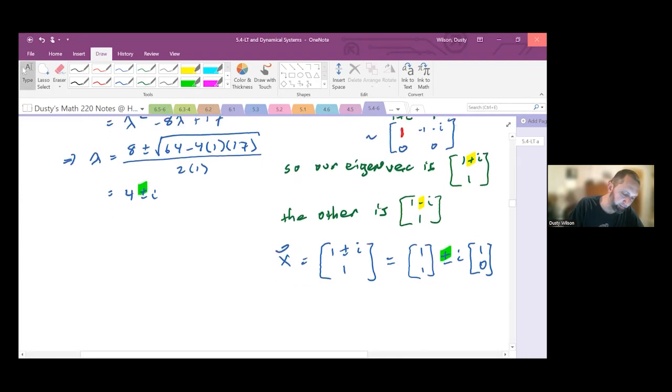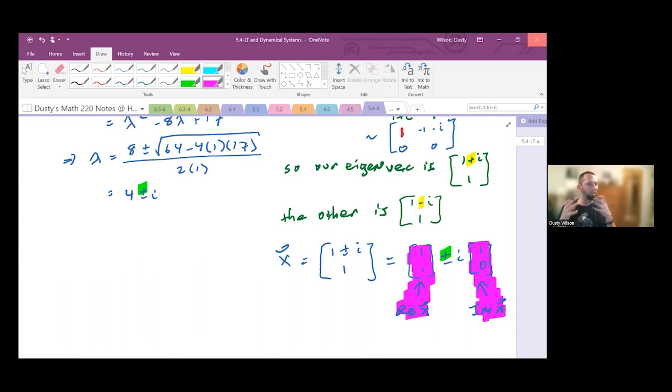This first part is called the real part of x. And the 1, 0 is called the imaginary part of x. Please note here that that does not include the i. The i is not included in the imaginary part of x. The imaginary part of x is just real numbers.